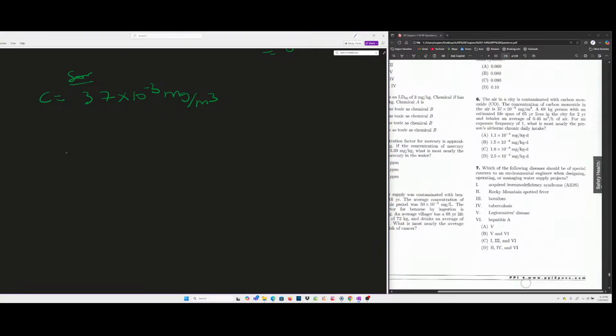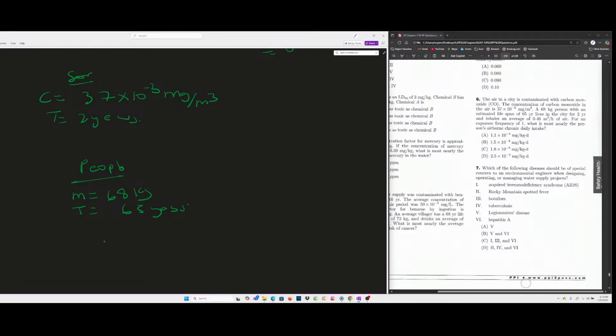And now they give the mass of the people. The mass of the people is 68 kilograms. The lifespan of the people, I'll call it T, is 65 years. And the people live in a city for 2 years. So the time span for this whole issue is 2 years, okay?